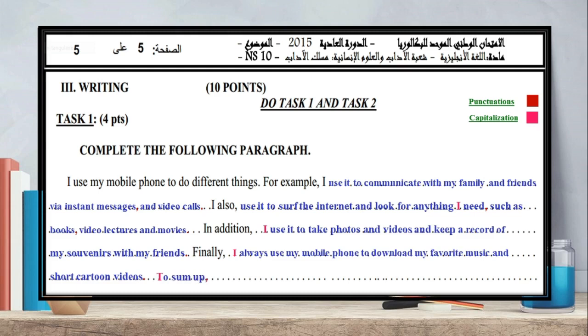And here we say to sum up, because I want to conclude my paragraph. To sum up, mobile phones aren't always good. They also have negative sides. Very good. Now let's move to another example here.